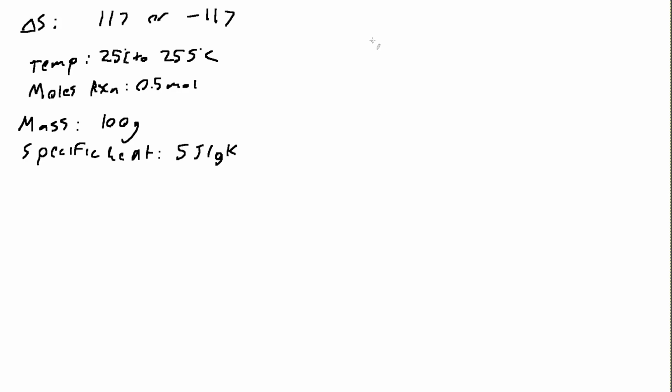Okay, so how do we solve a problem like this? Well, first let's think about how to find delta G. We have an equation for delta G. We know that delta G equals delta H minus T delta S. So we need to find these three things.